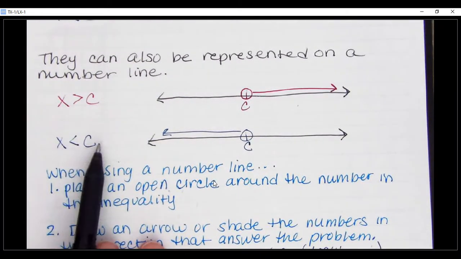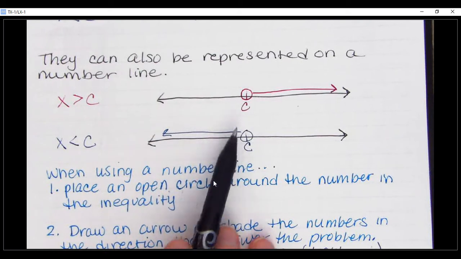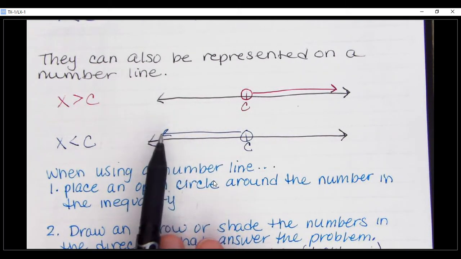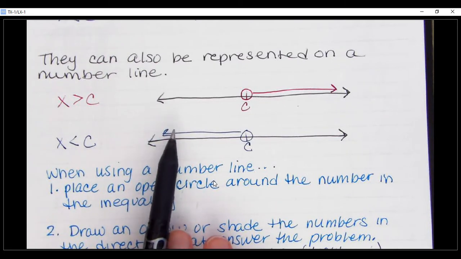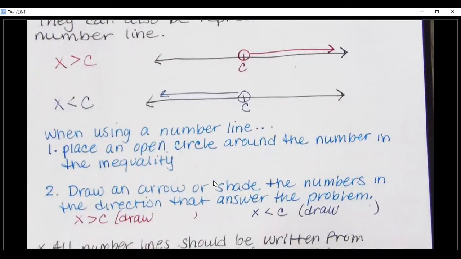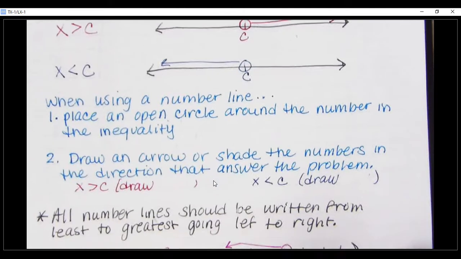So x is less than c. Again, we have an open circle around that number, and we are shading all the numbers that are less than that. So here are some directions on how to do it.